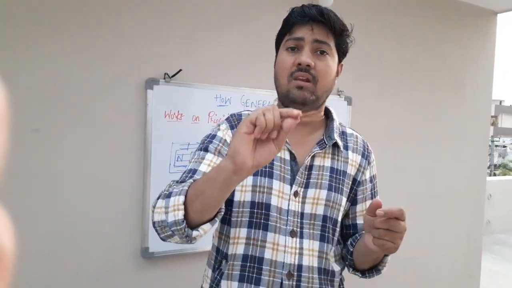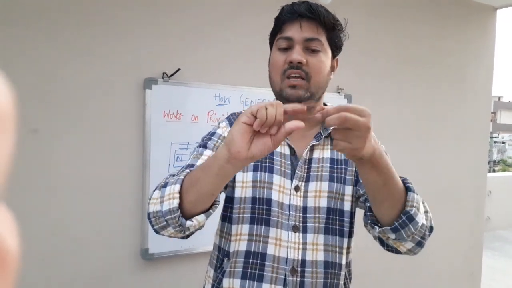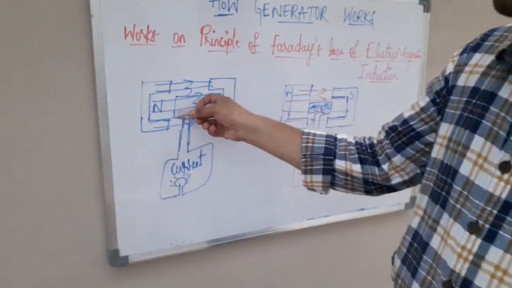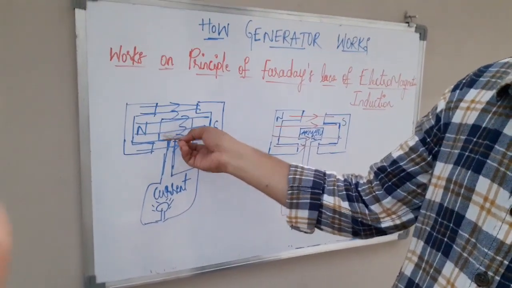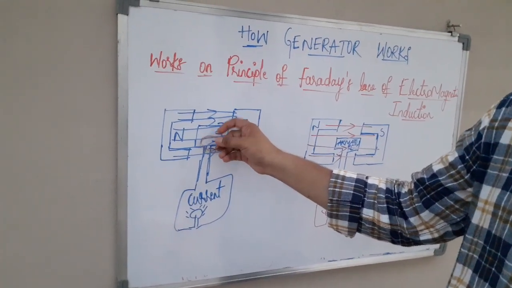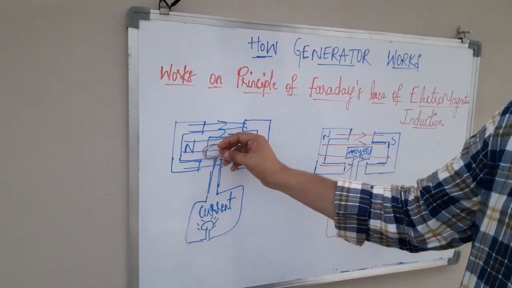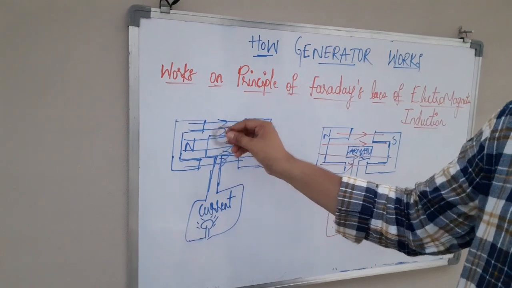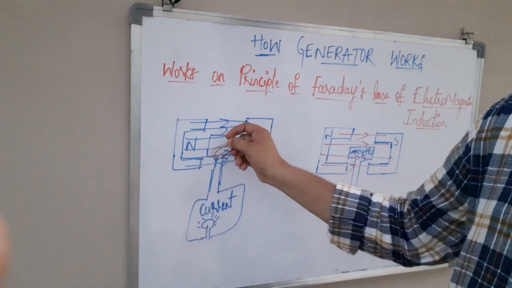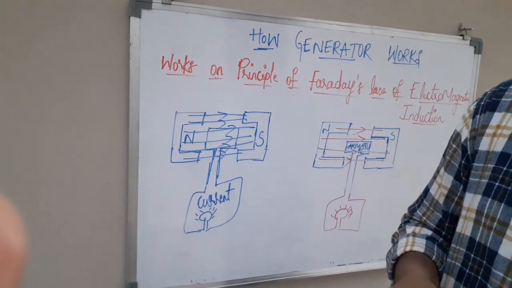It means Faraday's law of electromagnetic induction says that when a conducting wire cuts the magnetic flux, when a conducting wire is placed between the north pole and south pole, between two magnets, and you rotate it, it will cut the magnetic flux. So when a conducting wire cuts the magnetic flux, then definitely current will be generated in the conducting wire. This is called Faraday's law of electromagnetic induction.